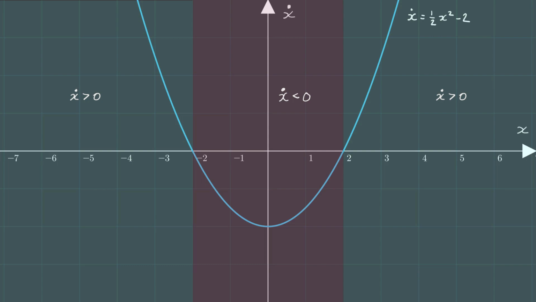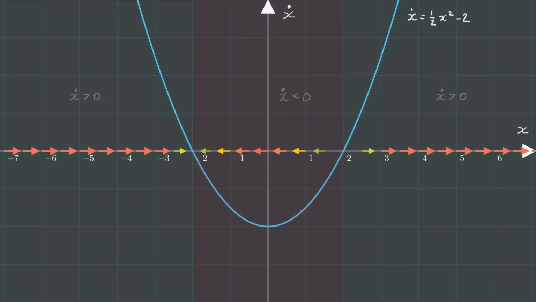Another way this can be represented is by using vectors. Here, each arrow corresponds to the velocity at each position. It's helpful to think of these arrows as a fluid that can push or pull a particle in one direction or the other.